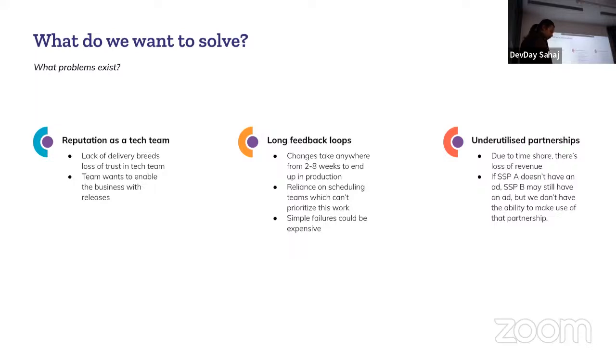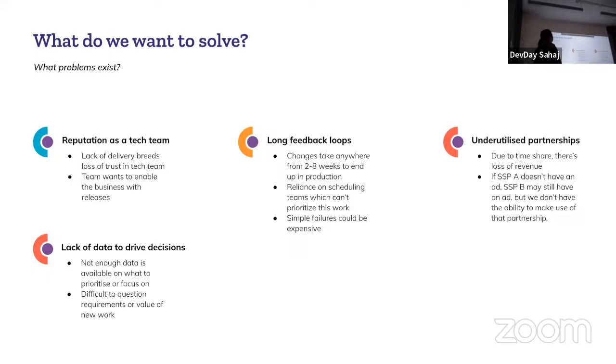Then we want to get some data on what actually is the loss due to the timeshare. Like for example, how many ads does SSPA have, or how many ads does SSPB have? Unfortunately, we don't have any of the data. So that's another problem we want to solve. We don't have data to drive any decisions.